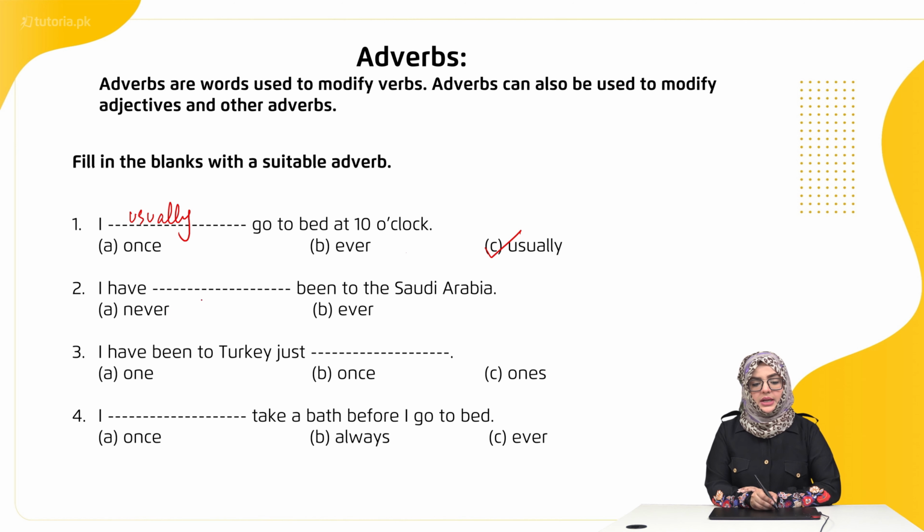Second is: I have dash been to Saudi Arabia, and options are never, ever. So never is the correct option. Third is: I've been to Turkey just dash. We have one, once and ones. So once. Fourth is: I dash take a bath before I go to bed. We have options once, always, ever. So always is the correct option.